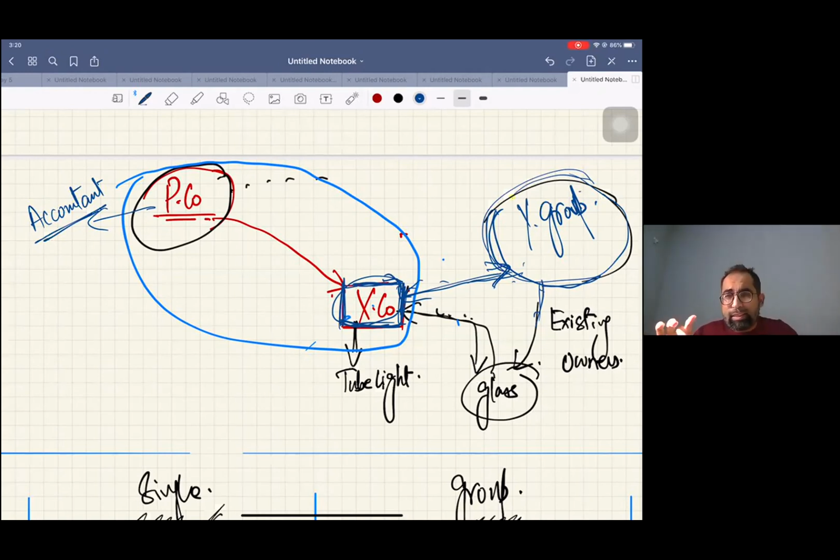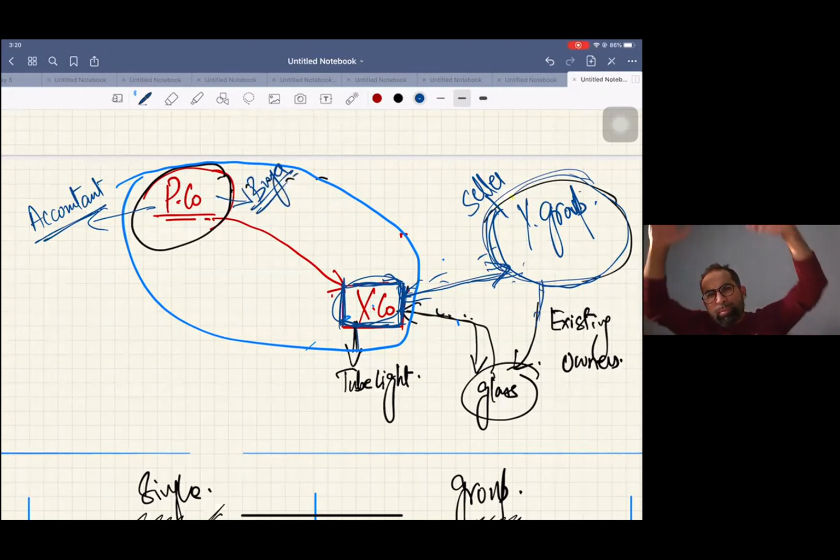Now let's have a look at the problems. This Y group is the seller of X company and P company is the buyer. Apparently this X company looks highly profitable. And you know why this company looks profitable? Because there are many family transactions.